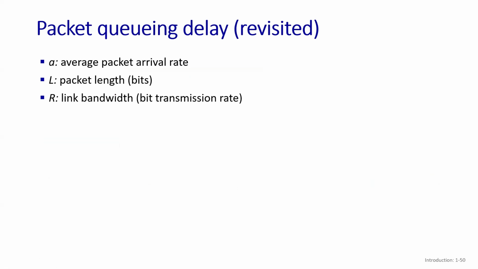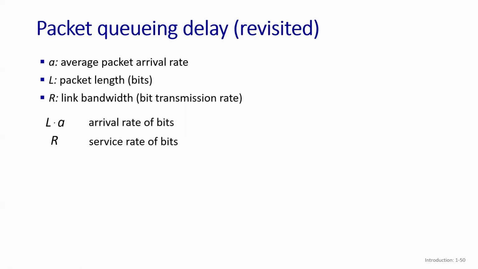Let's have a look at the packet queuing delay in a little more detail. One parameter that we did not consider is the average packet arrival rate. In the previous example, when we were discussing these delays, we were considering that the packets arrive at a constant bit rate. However, the arrival of these packets might vary at different times, so we need to consider the average. So we will take another parameter A, which represents the average packet arrival rate. L is the length of the packet in bits, and R is the transmission rate.